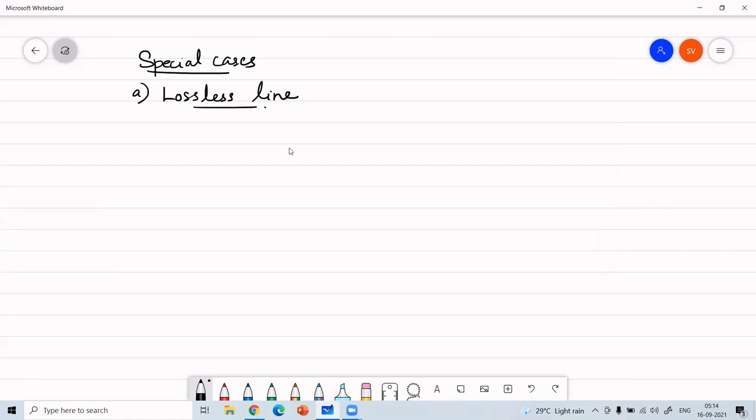Here the conductors are perfect and the dielectric medium separating the conductor is lossless. That is, when the signal passes through the transmission line, there should not be any loss. Let me draw a transmission line here. There is a source. It's a transmission line. There is a load there.